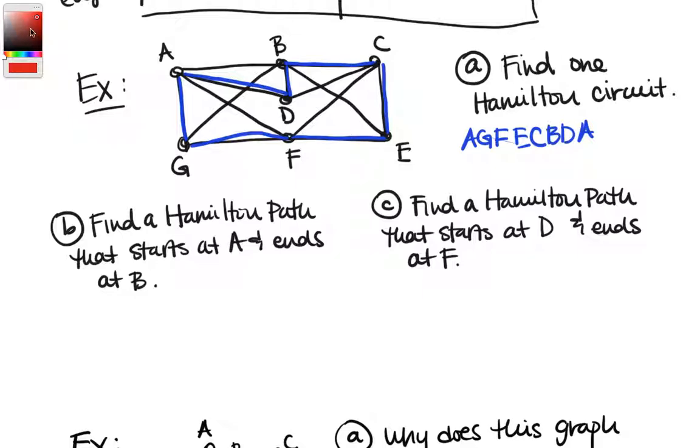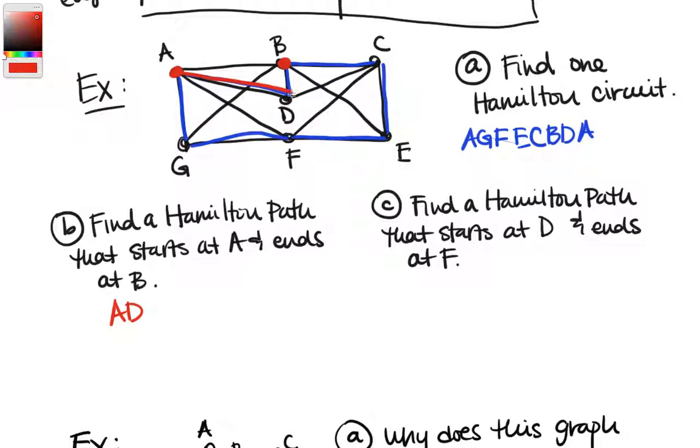All right. Now we want to find a Hamilton path that starts at A and ends at B. So instead, we still want to hit every vertex, but we want to start at A and end at B. Well, maybe let's go A to D. And we're sort of just guessing and checking here, right? We just want to use edges that we've got and try to hit every vertex.